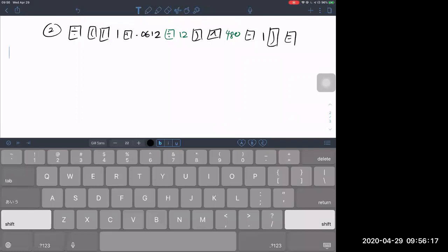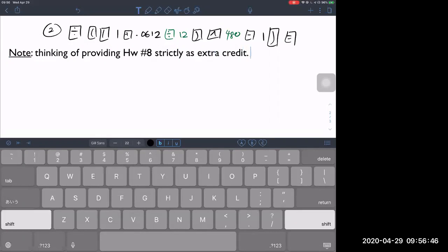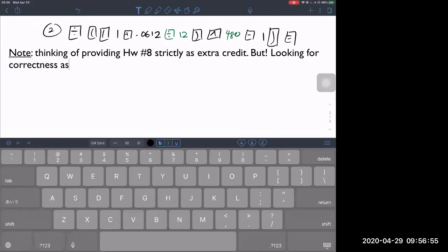Okay, so first thing is note. Thinking of providing homework number 8 strictly as extra credit, but looking for correctness as well. So I'm actually going to grade this homework as well, make you work for it. Okay.